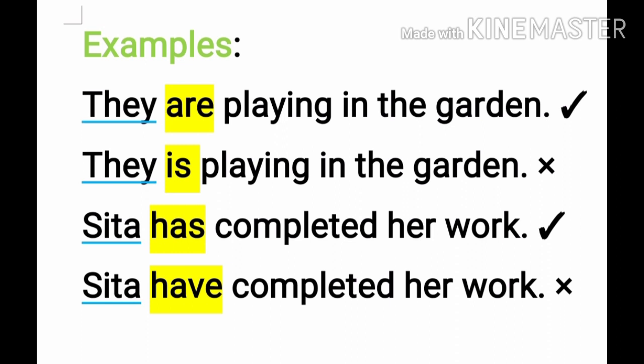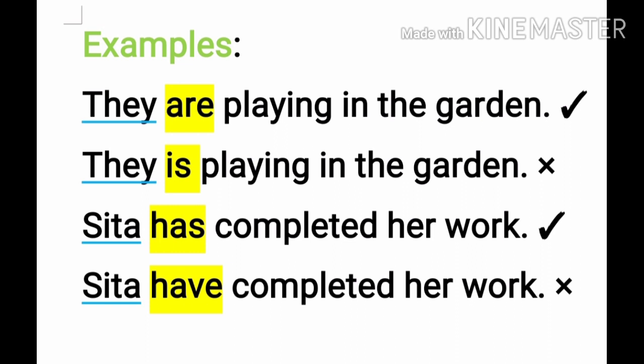And in the second example: Sita has completed her work. Sita have completed her work. In the first sentence, Sita is a singular person, third person. So we have to use the singular verb, that is has. As you know, have is used with a plural subject. So subject verb agreement means that we have to use the verb according to the subject. According to the person and number of the given subject, we have to apply the verb so that they can agree with each other.